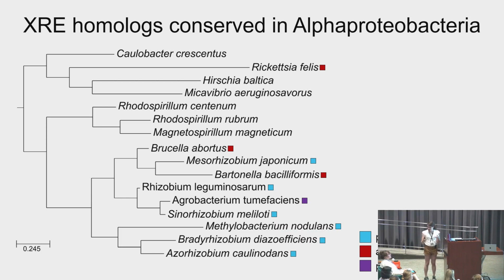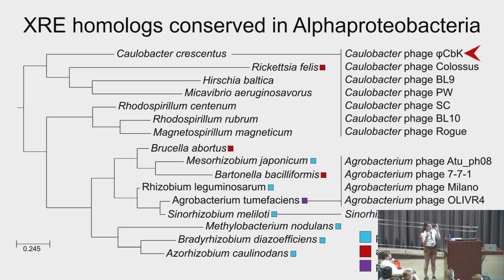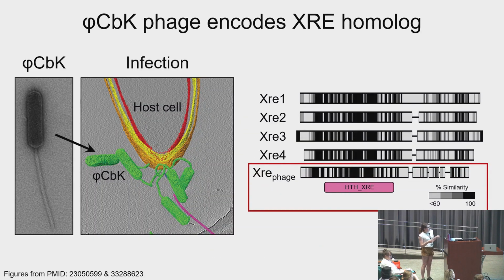So it was really interesting that we saw it all here, but they weren't just present in these alpha proteobacteria, but also many of the phage that infect them, and in particular, φCbK that I mentioned earlier. And we can see here, again, a multiple sequence alignment comparing the phage XRE to those host ones, and you can see that it's as similar to the hosts as they are to one another.